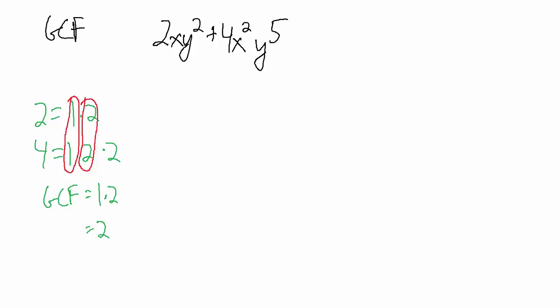Now, how about the variable parts? So we have xy squared and we have x squared y to the fifth. Now again, here's that y to the fifth, so we don't want to write that out completely as y times y a bunch of times.